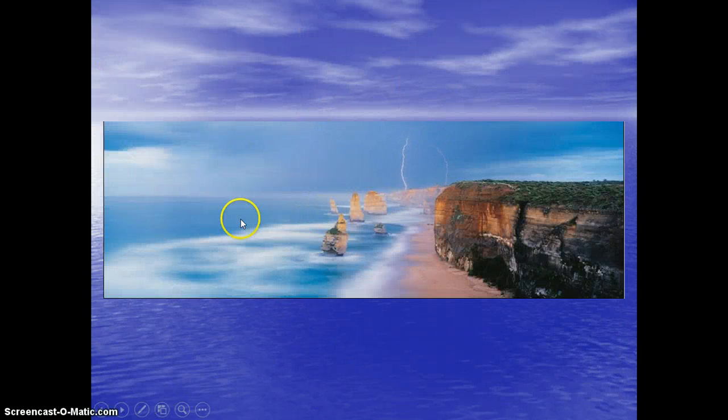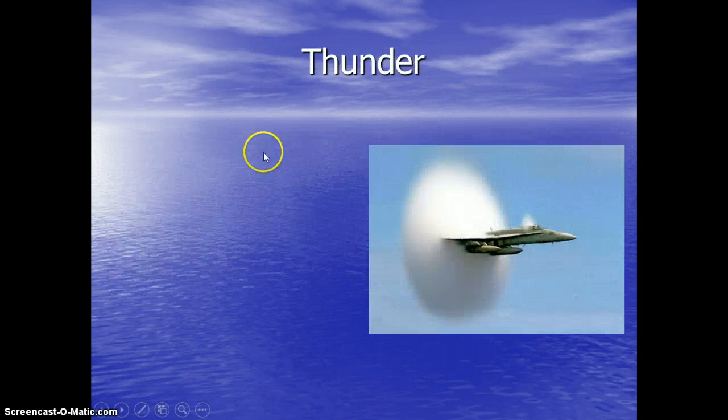I just thought a cool picture of some lightning. So again, positive streamer coming down. I'm sorry, step leader coming down, positive streamer coming up. When they connect, whap, we get the lightning.